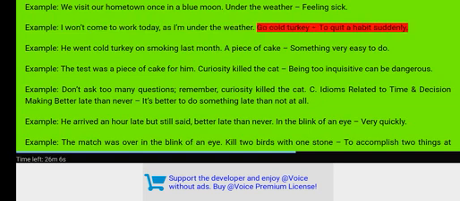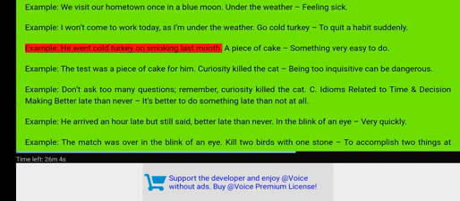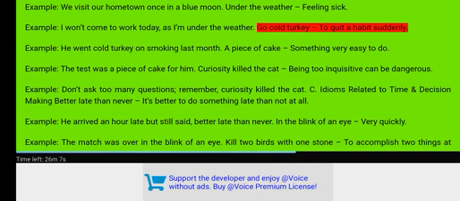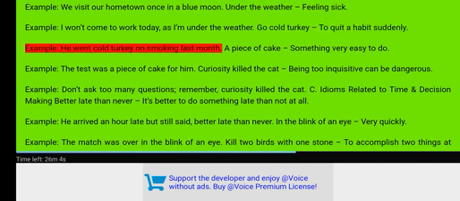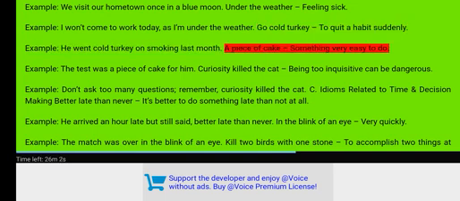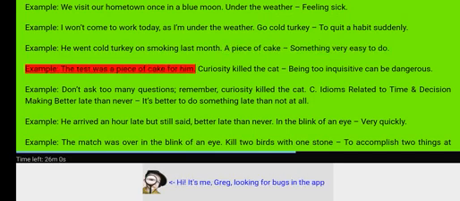Go cold turkey, to quit a habit suddenly. Example, he went cold turkey on smoking last month. A piece of cake, something very easy to do. Example, the test was a piece of cake for him.